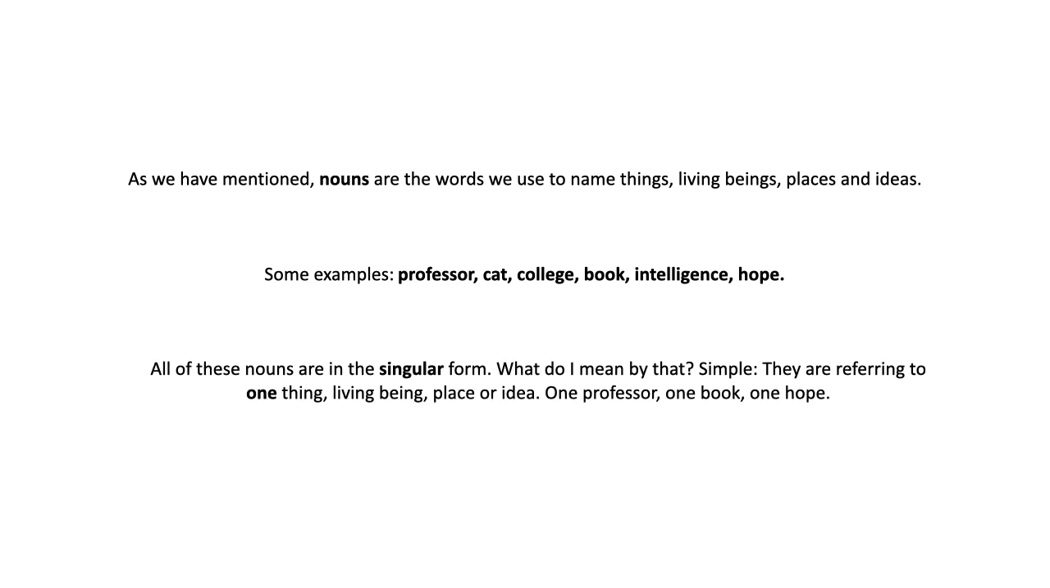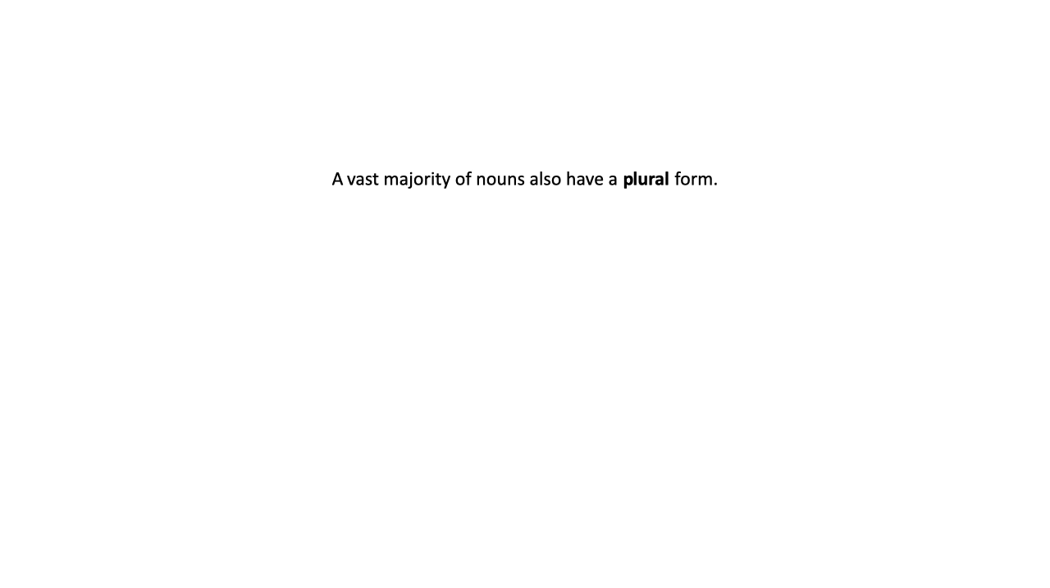Moreover, all of these nouns are in the singular form. So what do I mean by singular form? It's quite simple. They're referring to one thing of the ones that they name, right? Professor refers to one professor. Cat refers to one cat. College refers to one college. And so on and so forth, right? Now, not all nouns have a plural form, but most of them do.